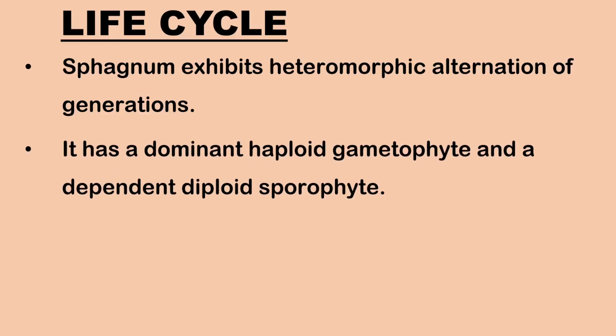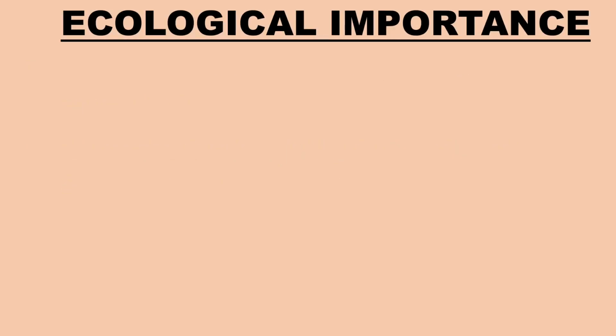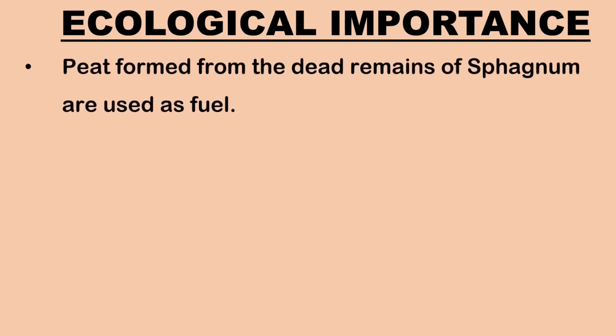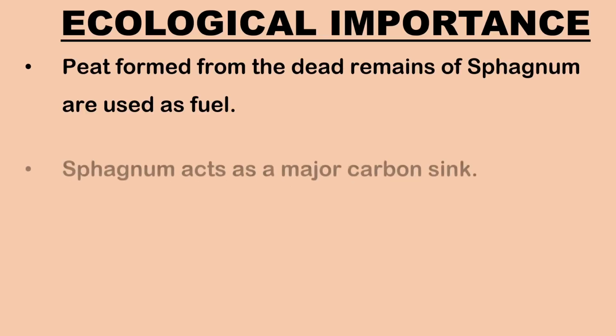Life cycle of sphagnum exhibits heteromorphic alternation of generations. It has a dominant haploid gametophyte and a dependent diploid sporophyte. Finally, let us learn about the ecological importance of sphagnum. Peat formed by the slow decomposition of the dead remains of sphagnum are used as fuel.